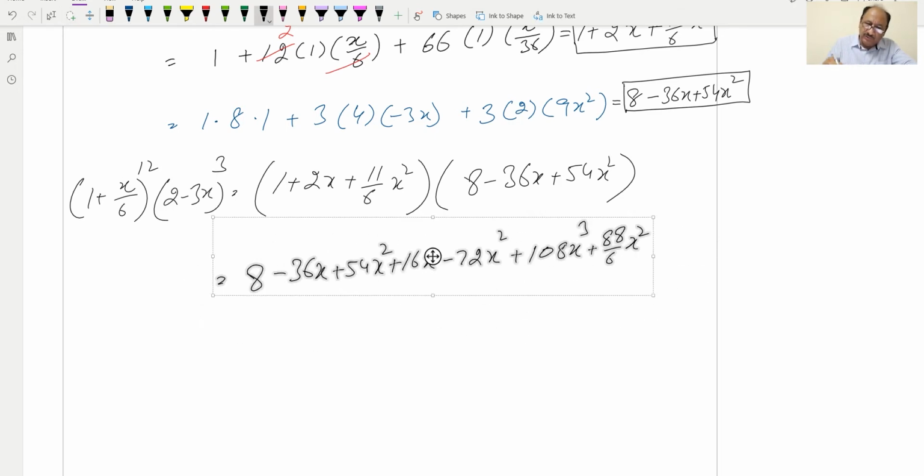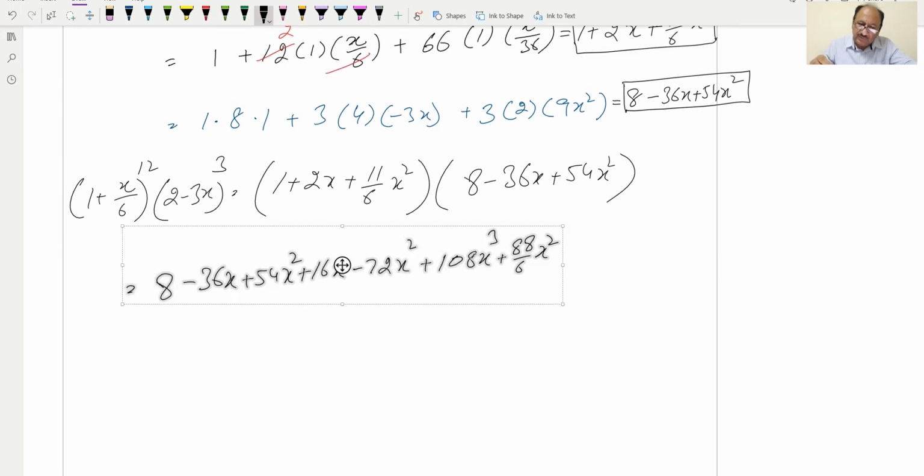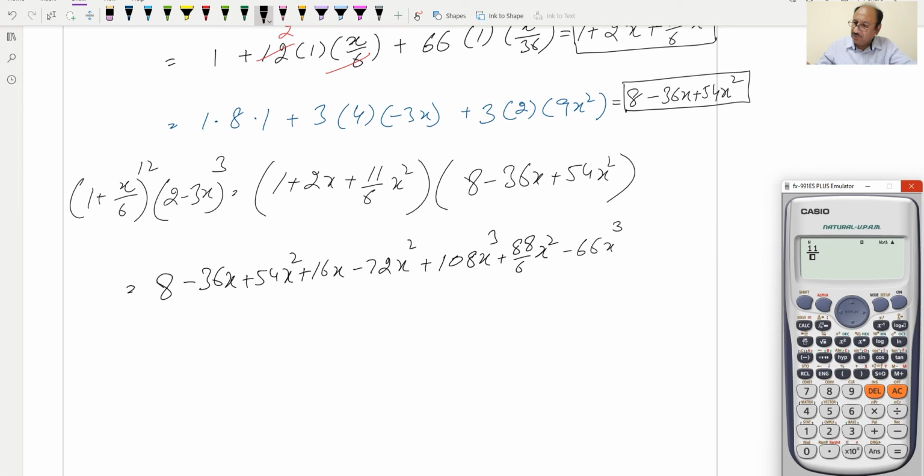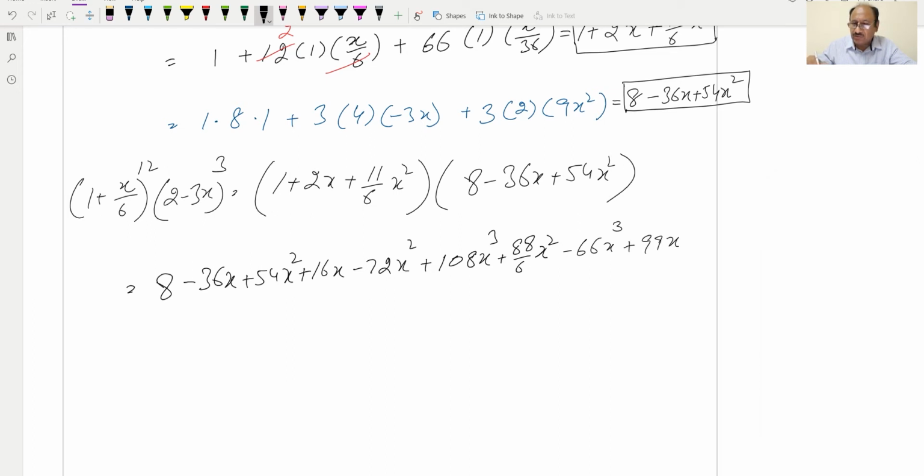and next term will be 11 by 6 multiplied by minus 36, so 6 6s are 36, so minus 66x cube, and then last, 11 by 6 multiplied by 54, which is equal to 99 x raised by 4. We will be ignoring higher powers of x, so we are ignoring these, and up to square we are taking.